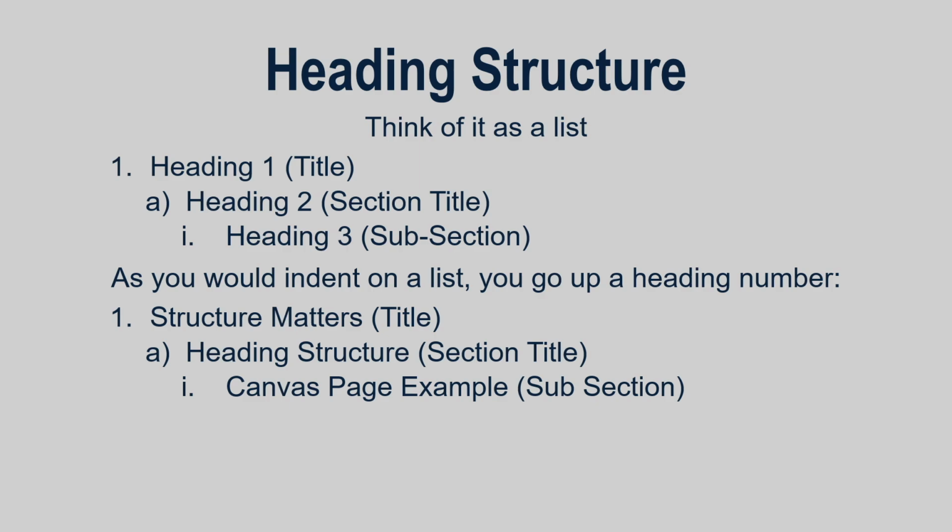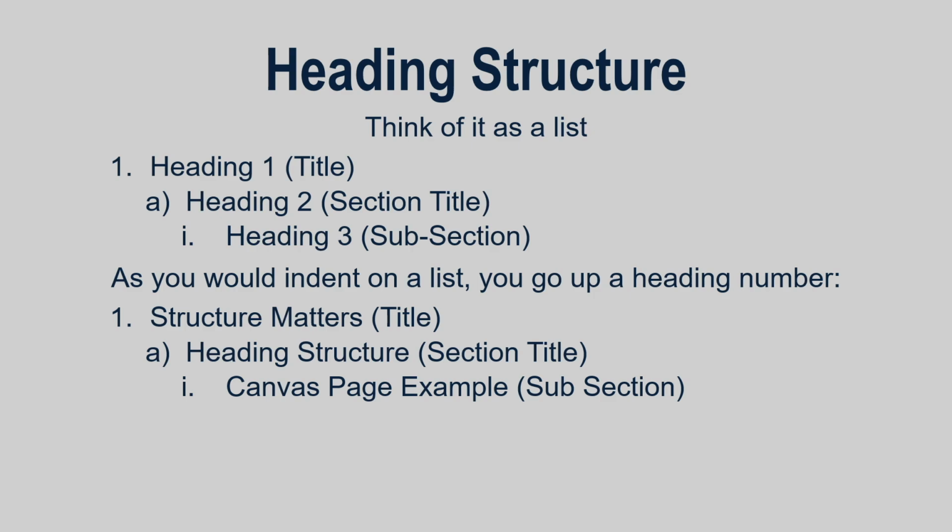You can think of your heading structure like a list, where every time you would indent, you go up a heading number. For example, we have our heading 1, or the title of our document. You will only have one heading 1 in your document, like you would only have one title in a document. If we have a subsection of heading 1, that's our heading 2. Unlike heading 1, you can have as many heading 2s in a paper as you need. If we were writing a paper, this might be a section like our introduction, methods, and conclusions.